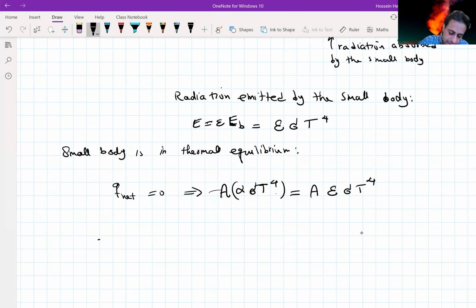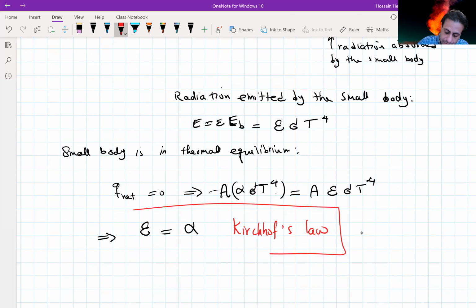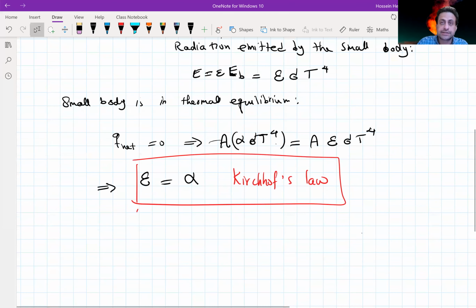So from here, what we can say is that the total hemispherical emissivity, epsilon, is equal to alpha, which is the total hemispherical absorptivity. And that's what we call Kirchhoff's law. And we're going to use this a lot next for the analysis of the radiation heat transfer equation.